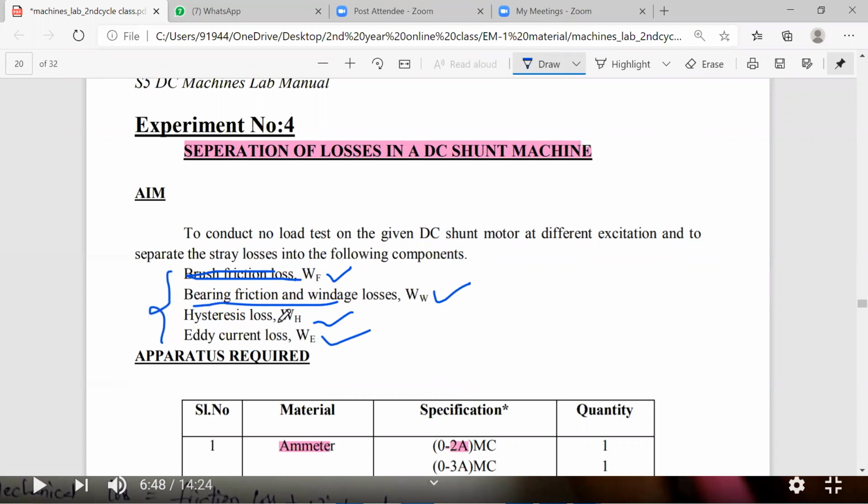These four losses are separated in this test. On a shunt machine, this test is conducted at no load, with no mechanical load on the shaft, on a DC shunt motor at different excitations. Different excitation means we have two excitations: IF, the rated field current, and IF1, a reduced value of field current.